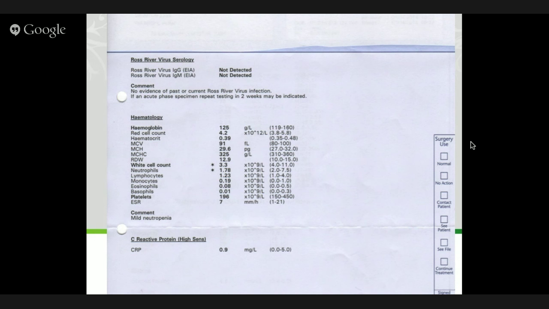Her ESR is 7, which in my mind personally is something a little higher than usual. So her history of inflammation is a little higher. And her CRP, her instant inflammation, isn't terribly high at 0.9. So then where is this fatigue coming from? Is it the goiter?